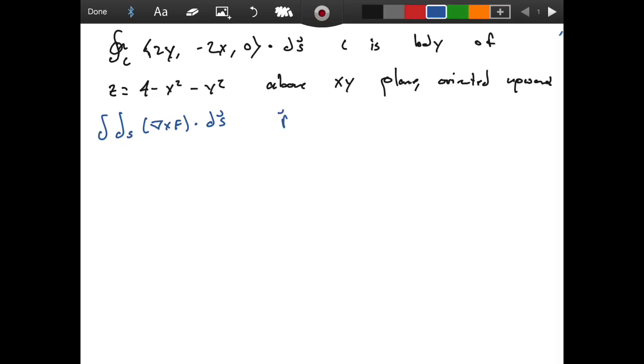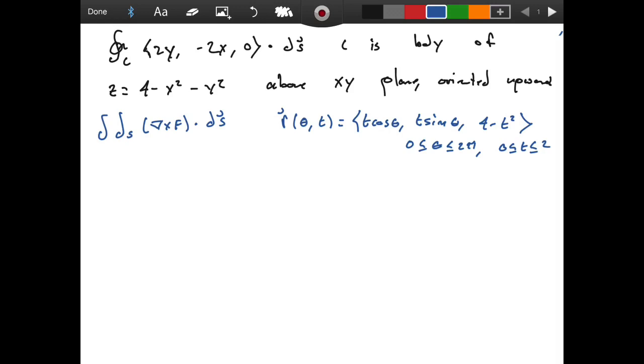So for a parameterization for this paraboloid, I'm just going to use cylindrical coordinates. So this is r(theta, t), sorry, I'm using t. This is equal to t cosine theta, t sine theta, 4 minus t squared, and then theta goes between 0 and 2 pi. All right, and then when z is equal to 0, this becomes 0 equals 4 minus x squared minus y squared. So then t goes from 0 to 2.